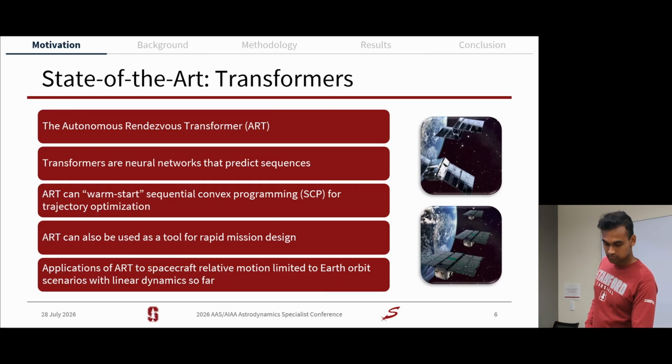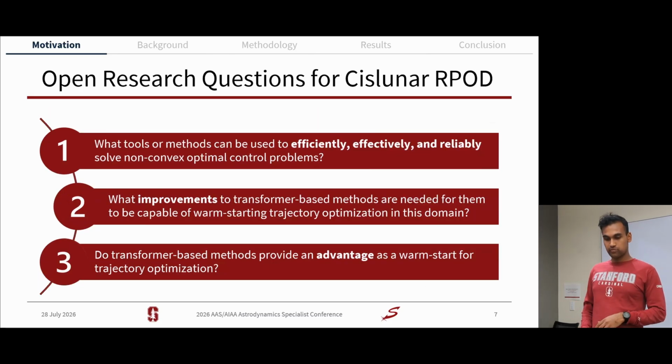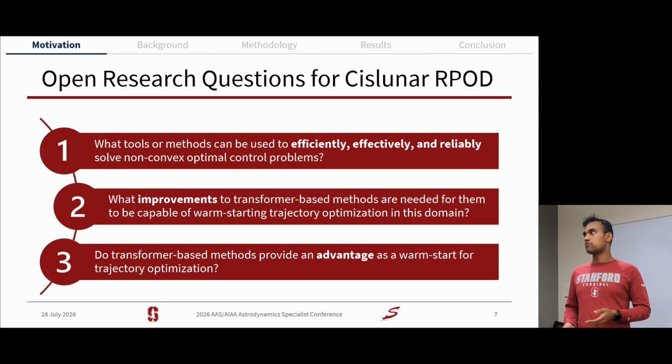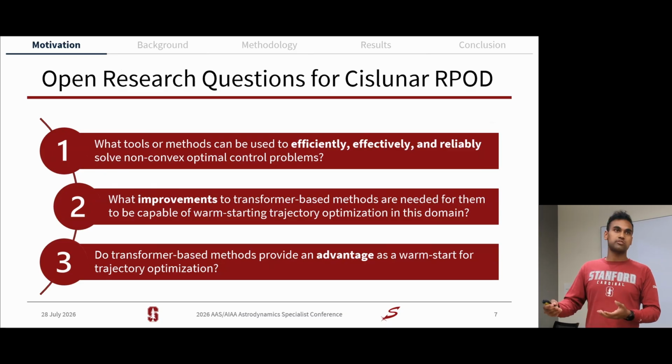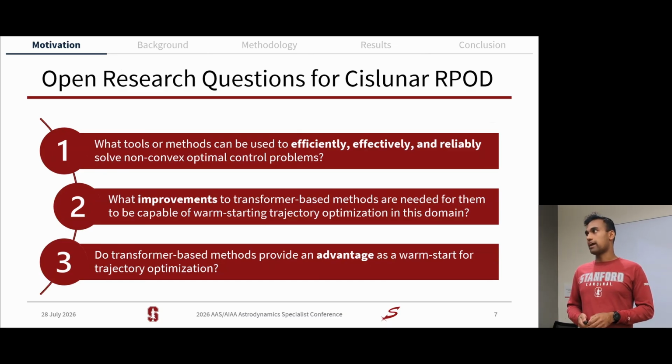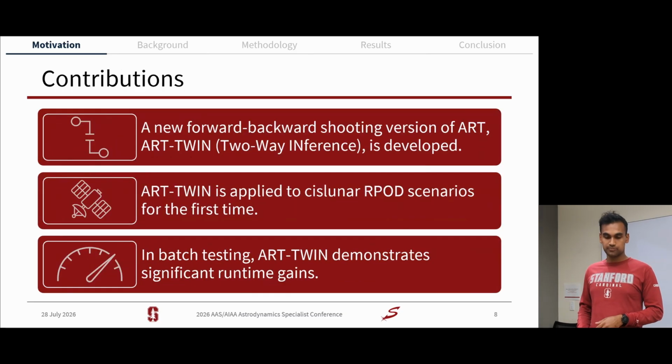So this leads to our open research questions. First of all, which tools or methods can be used to efficiently, effectively, and reliably solve non-convex OCPs? And then if we consider using tools such as ART, what improvements do we have to make to transformer-based methods in order for them to be capable in this domain? And will they not only be capable, but actually provide an advantage?